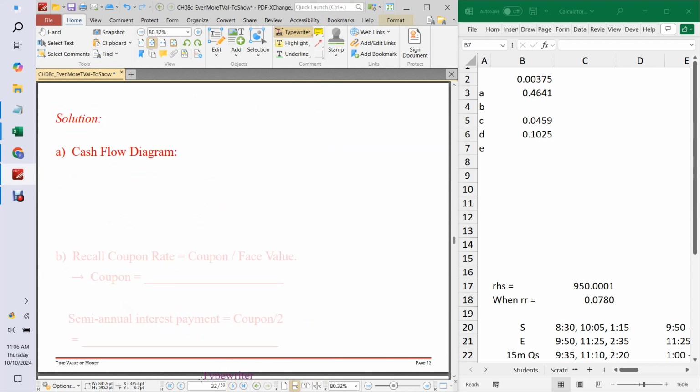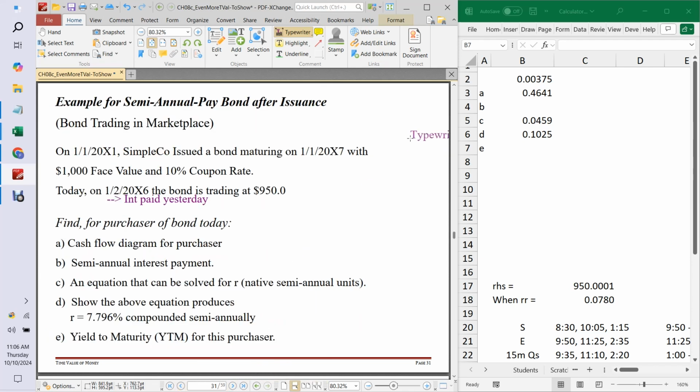All right, so let's start with the cash flow diagram. I need to know how much longer this contract goes before I can do this. So let's see if we can figure it out. Today is 20X6, so interest was paid yesterday. So the next interest payment is going to be at July 1, 6 months out, July 1 of 20X6.